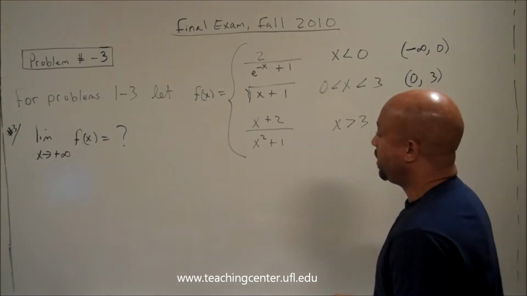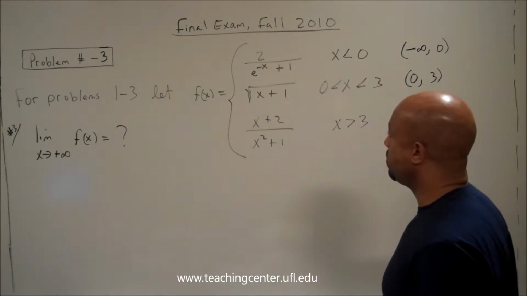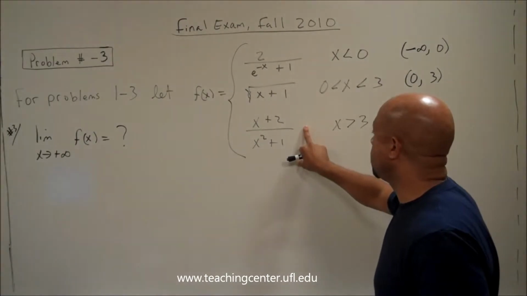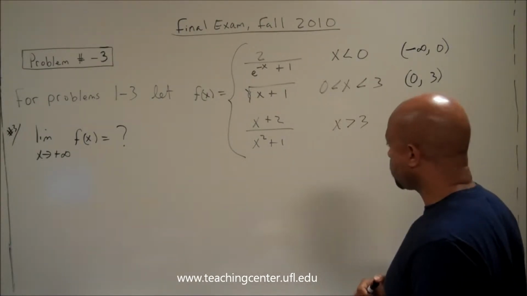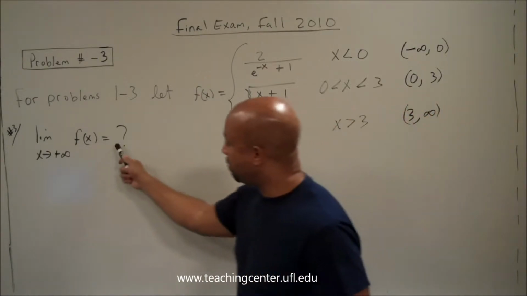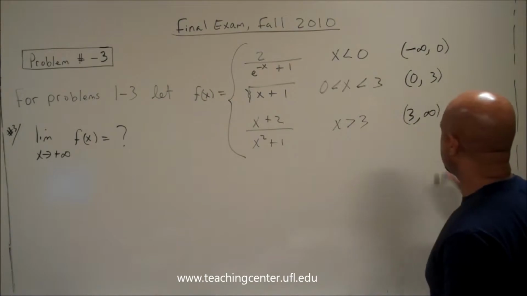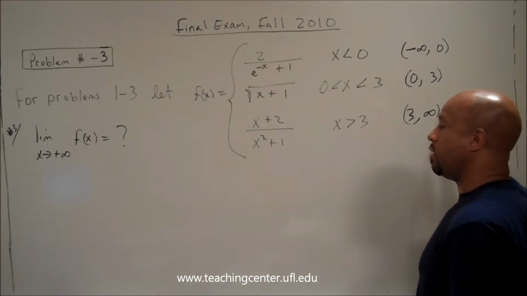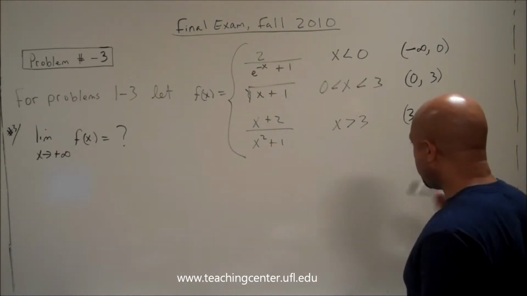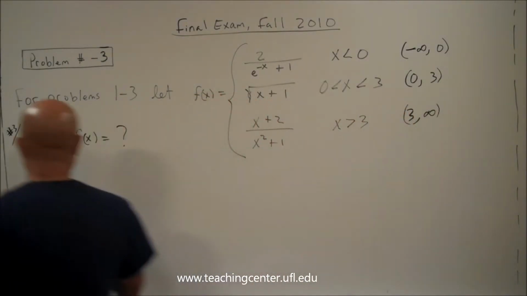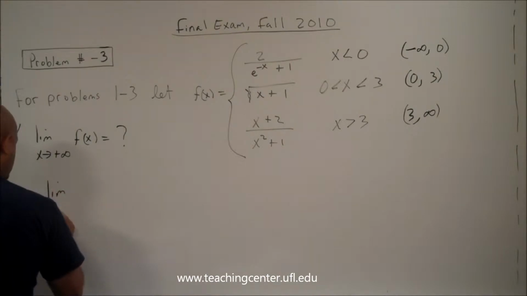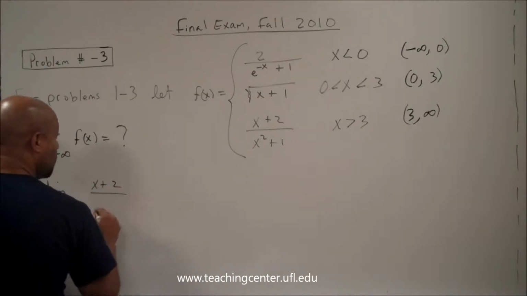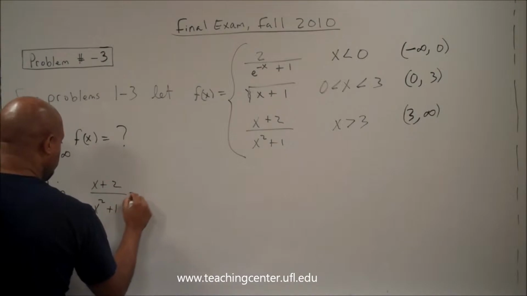We need to evaluate the limit of f of x, but in order to do that, we need to know which part of this compound function we need to use. We're trying to look at the function as x approaches infinity, so we're going to be in this interval from 3 to infinity, on the higher side of the interval. So we want to rewrite our limit as x approaches positive infinity of x plus 2 over x squared plus 1.